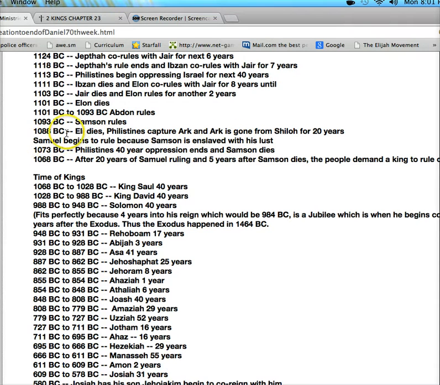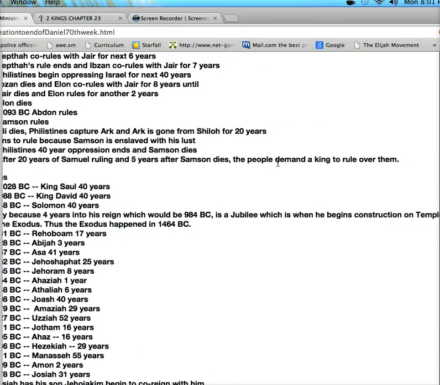And then 20 years after Samson begins his rulership, he dies here, but also takes down the Philistines with him. You remember that story. And so that Philistine 40-year oppression ends. Samson dies here. And then just a few years later, Samuel has now ruled 20 years. And 5 years after Samson dies, the people demand a king to rule over them.